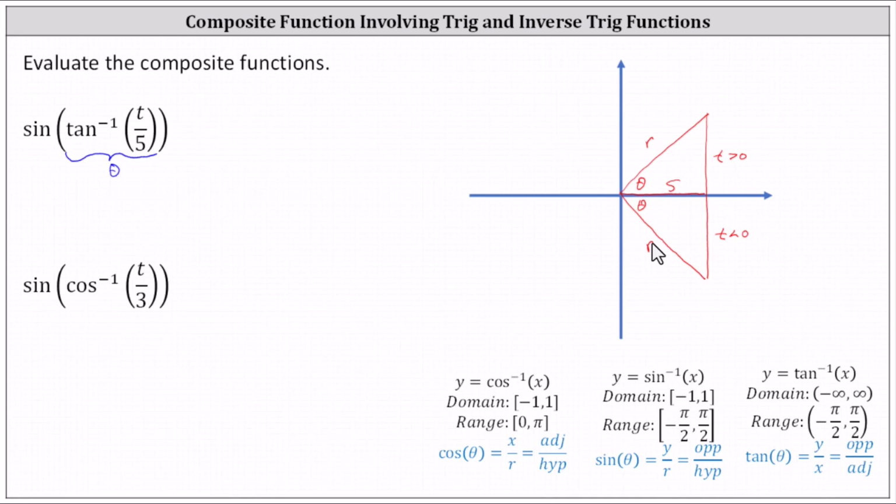Using the Pythagorean theorem, r squared must equal t squared plus 5 squared for both reference triangles, which gives us r squared equals t squared plus 25. We know r is always positive, so now we take the principal square root of both sides of the equation, which gives us r equals the square root of the quantity t squared plus 25. And this is true for both reference triangles.